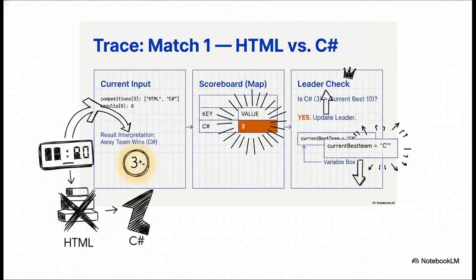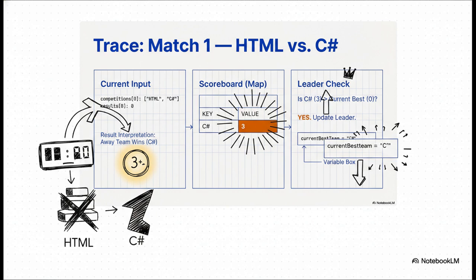All right, match 1, HTML versus C#. The result is 0, which means the away team, C#, is the winner. So first step, we update our scoreboard, giving C# 3 points. Now, since this is the very first match, we check, is C#'s score of 3 greater than our initial best score of 0?